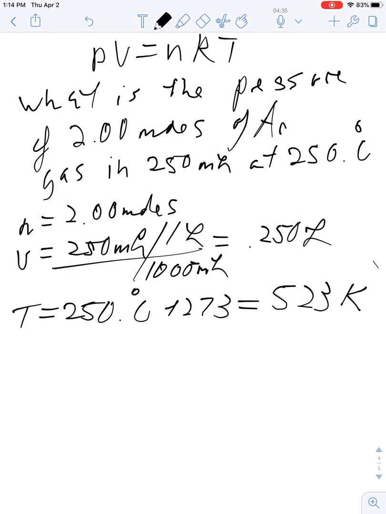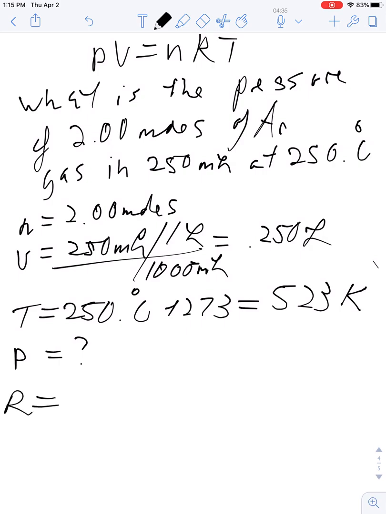So, and then my pressure is what I'm trying to find. And then, let's see, and now my R constant.